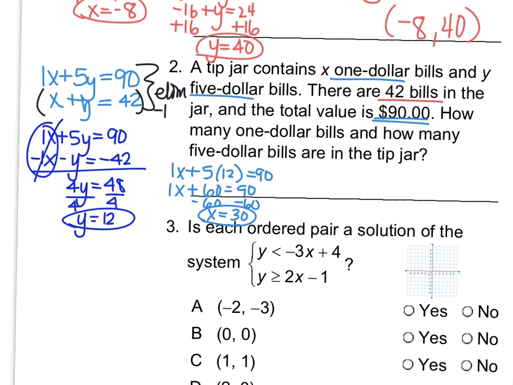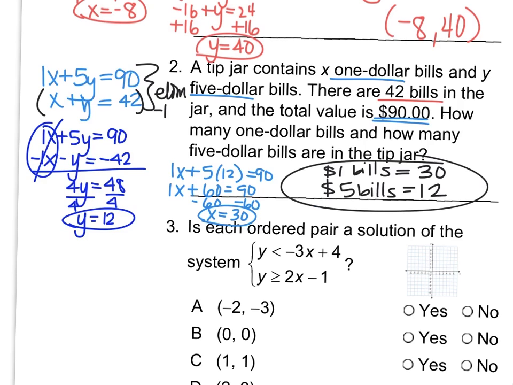And when I go to answer my question, how many $1 bills and how many $5 bills there are: $1 bills, there are 30 of those, and $5 bills, there are 12 of those. All right, so that's going to be your final answer.